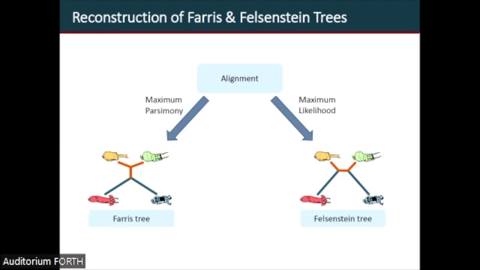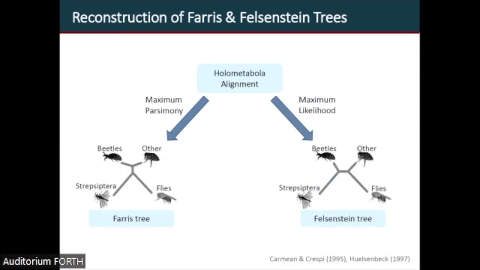And we would just not know what the correct tree is and which method is the correct one. One example for this is the case of the Holometabula alignments, which were gathered in 1995 by Kamian and Crespi. In this case, maximum parsimony places Strepsiptera together with flies, which is a Ferris tree. And maximum likelihood infers a tree where Strepsiptera and beetles are paired, which is a Felsenstein tree.